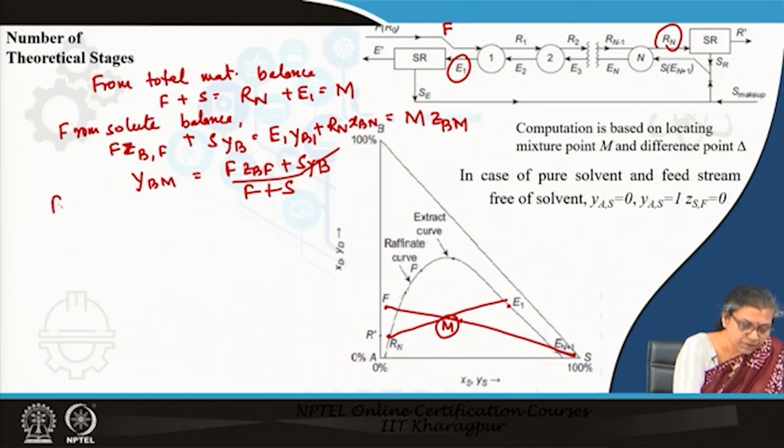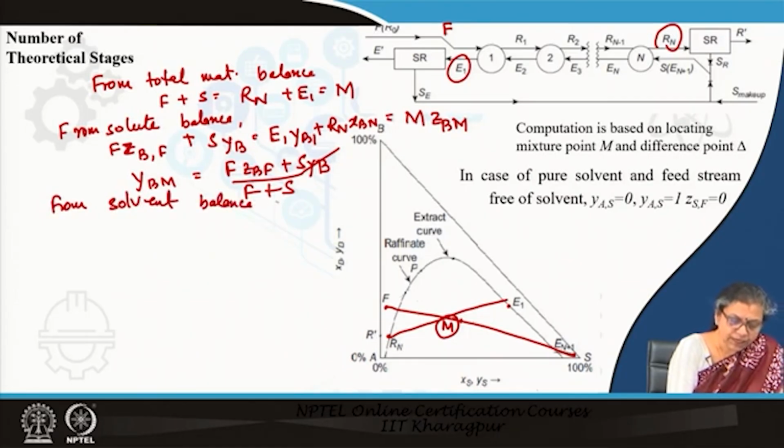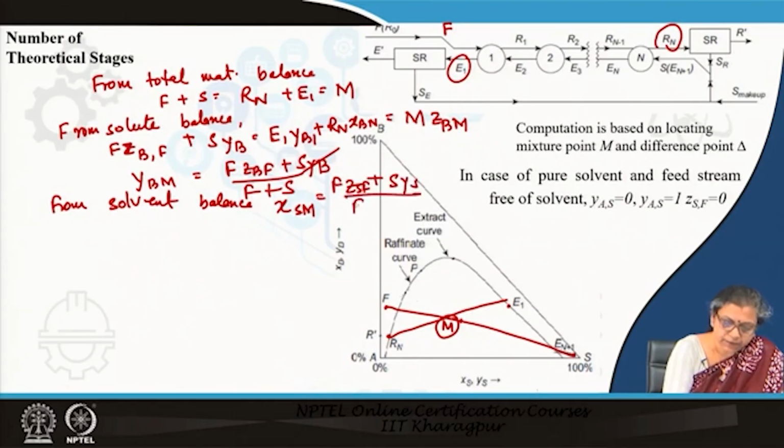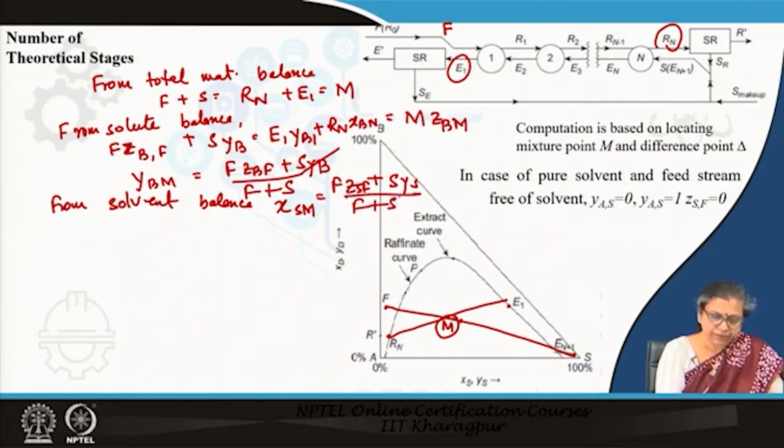In the same way, from the solvent balance, we can find out my X S M. This is also going to be the same thing: it will be F Z S F plus S Y S divided by F plus S, isn't it? And for most of the cases, suppose we do not have any solvent in the feed, then this term disappears, and this gives us the x coordinate of the point.